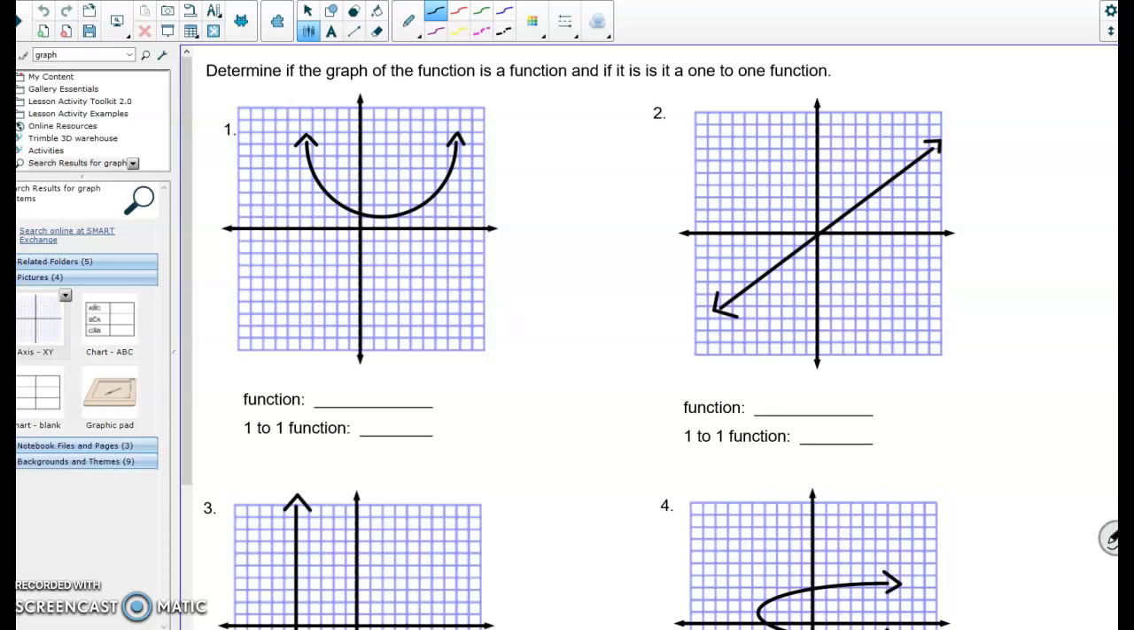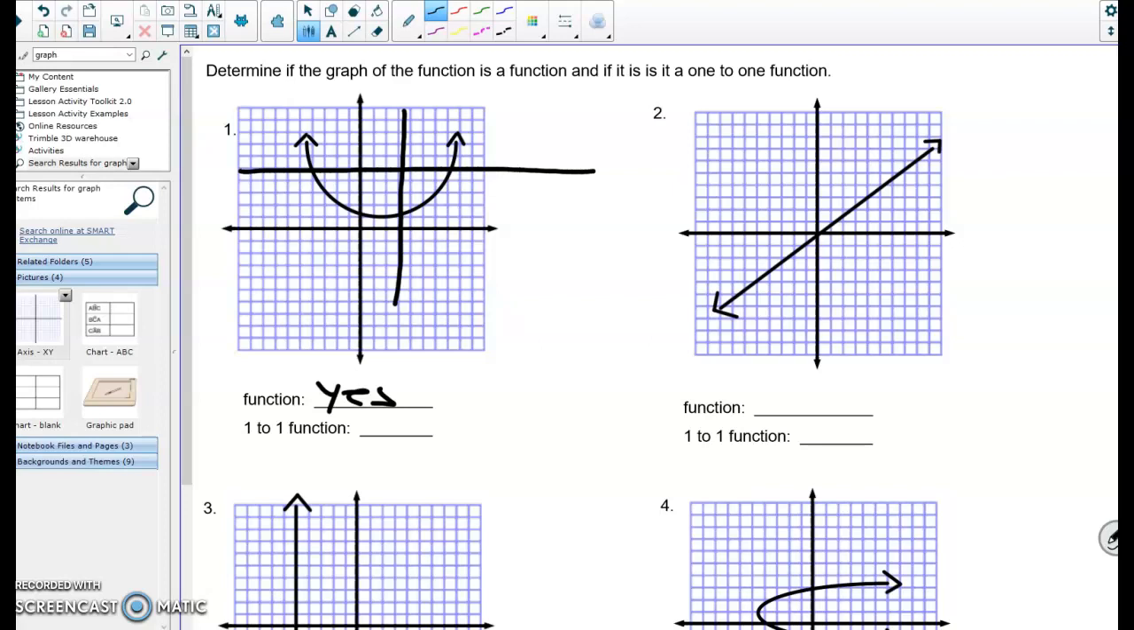To review for your equations of lines test. First one is determining whether something's a function. We're going to use the vertical line test and the horizontal line test. To determine a function, we use the vertical line test. This passes the vertical line test, so it's a function.